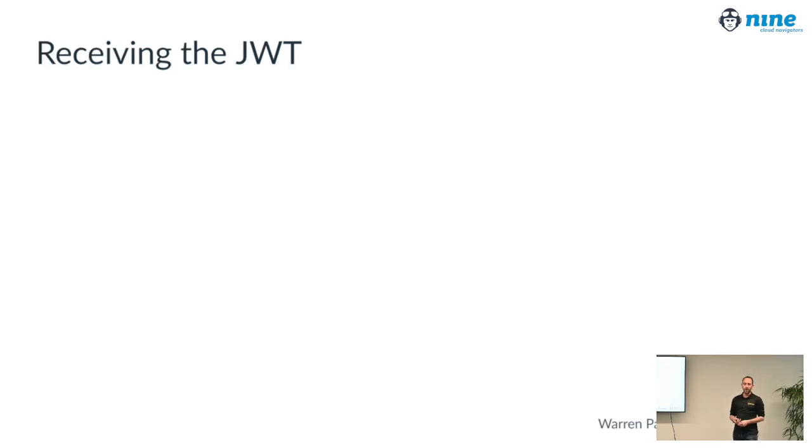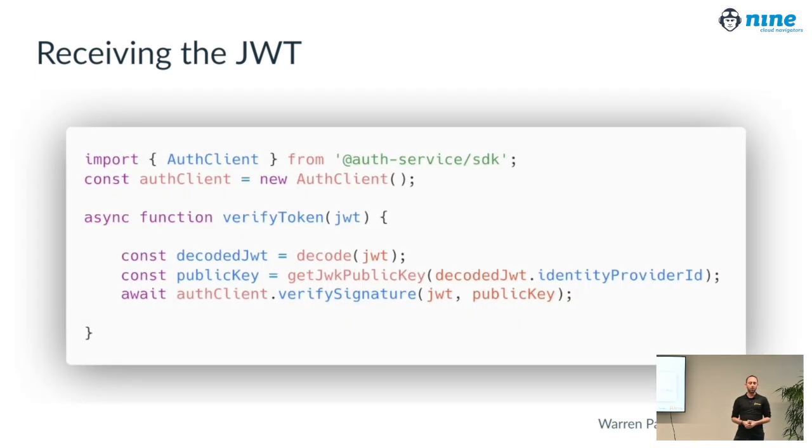Let's take a look at some quick code on how to receive and verify the JWT. We open the token to look at where it came from. We download a public key, for instance, and then we use that to verify the signature. This is what happens on the service side.